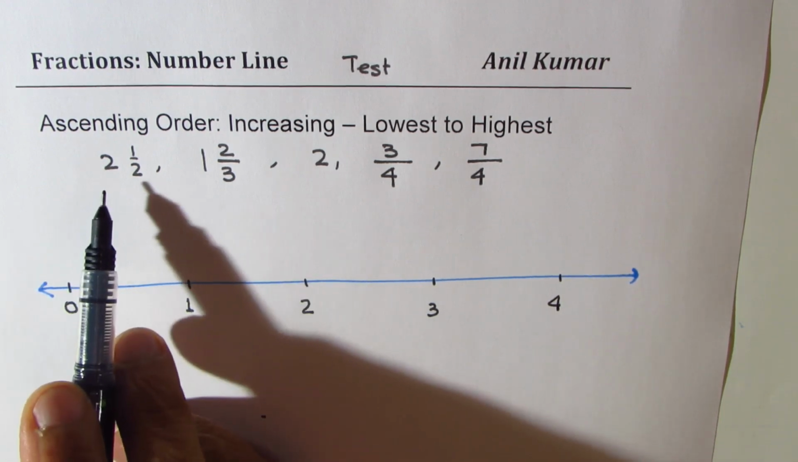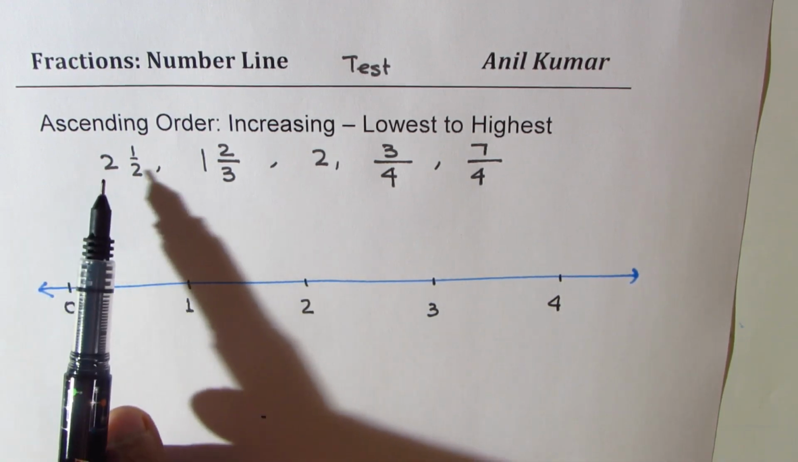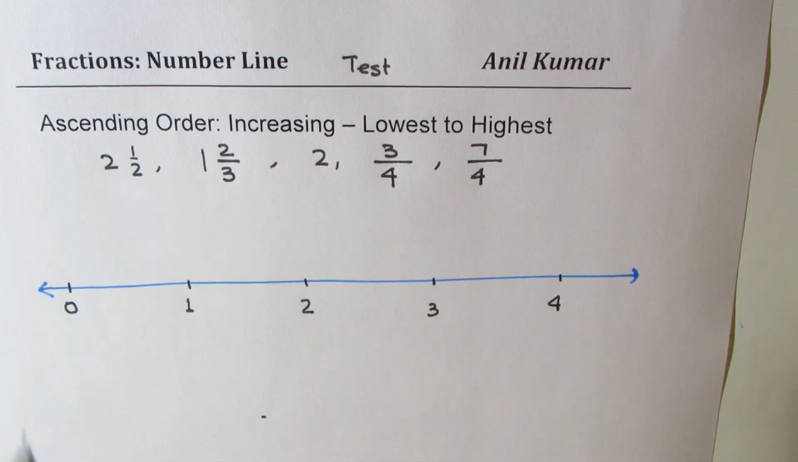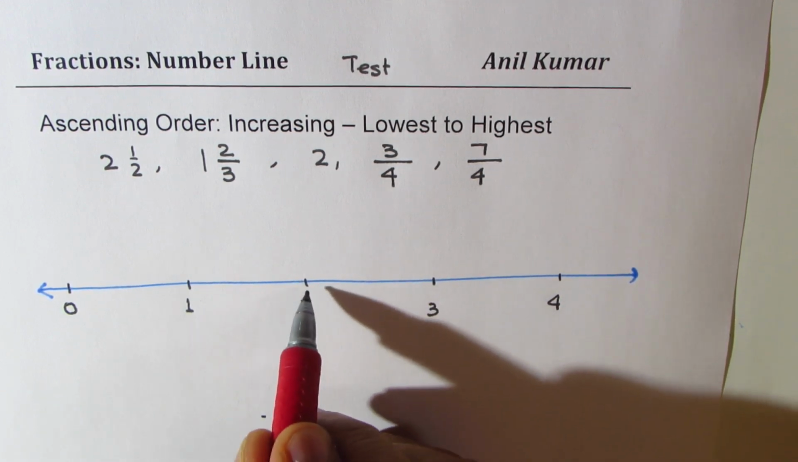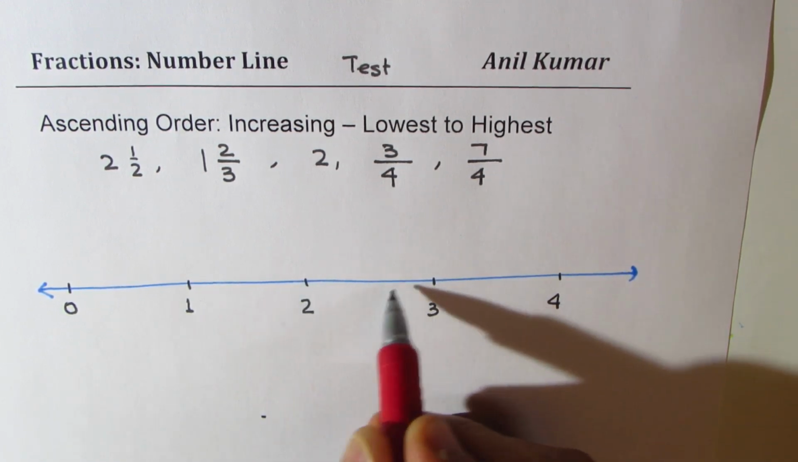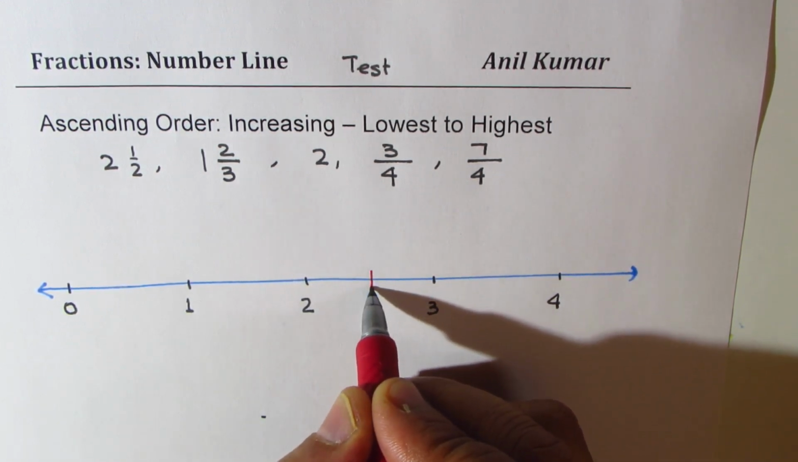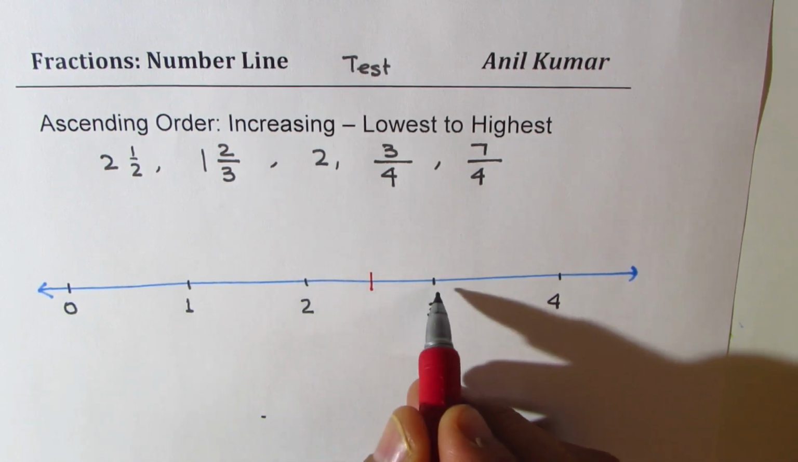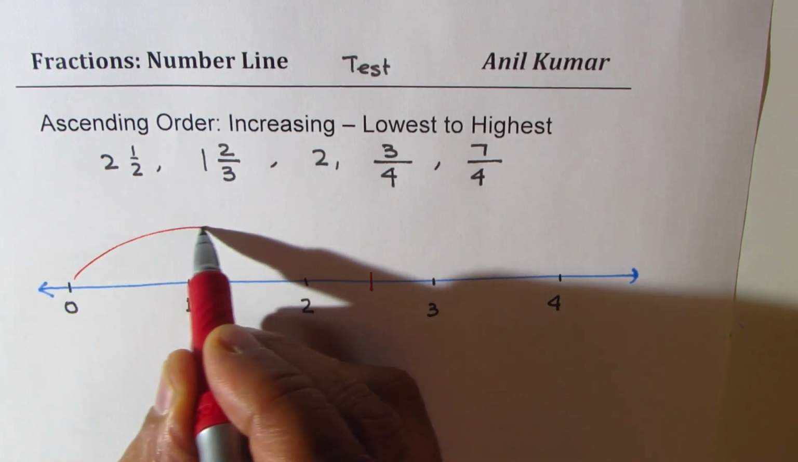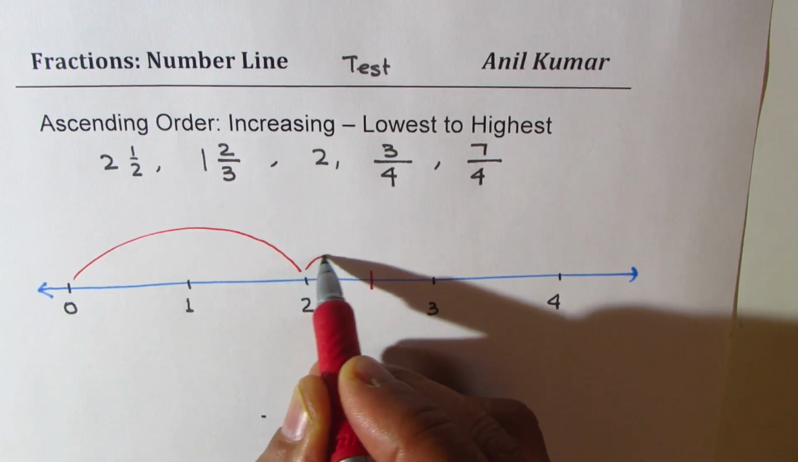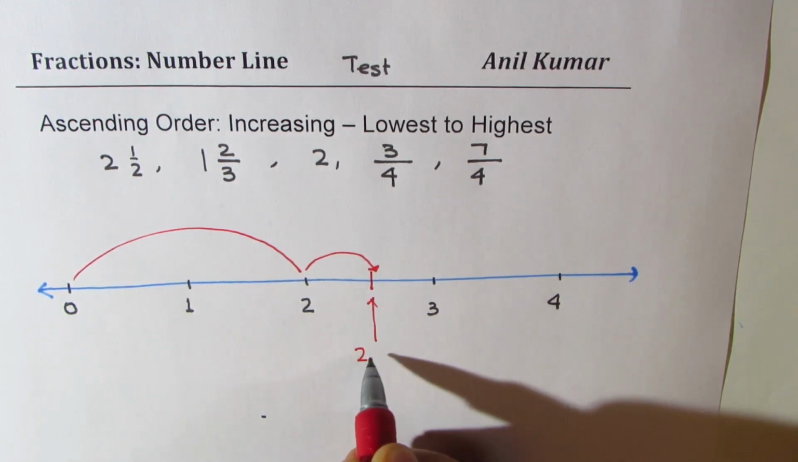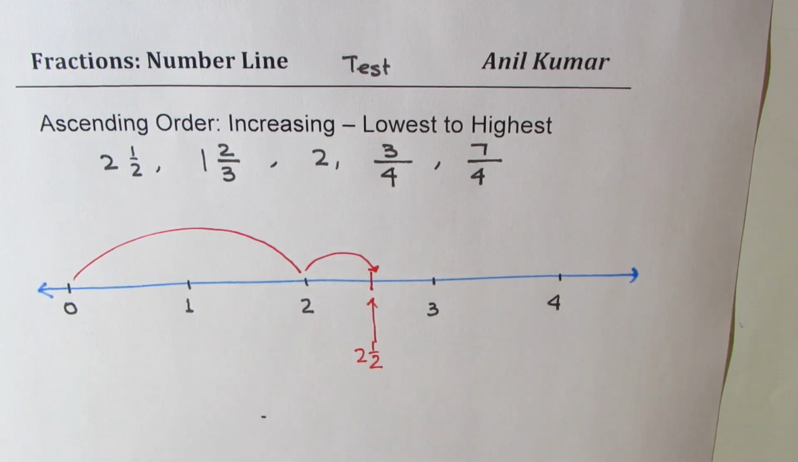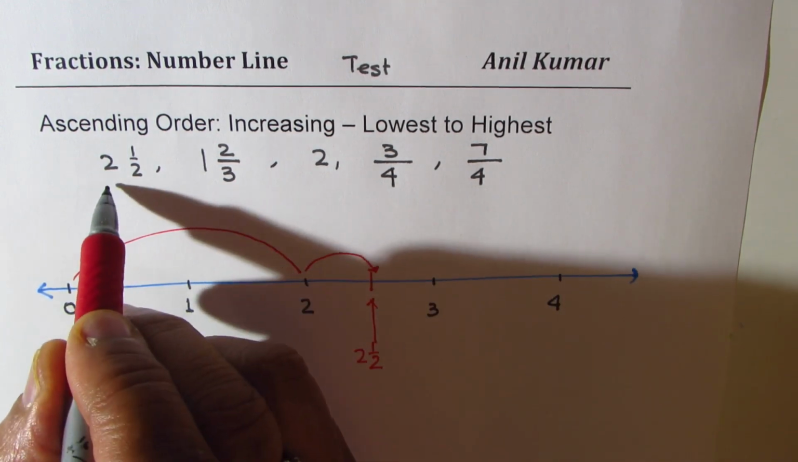Now let's place these numbers one by one. So when I have to place 2.5, what I'm trying to say here is we go 2 units and then half. Now half of between 2 and 3 could be this, right? So this is half of 2 and 3. So I go 2 units and then travel half, and this position here represents 2.5. Right? So I get the first number.